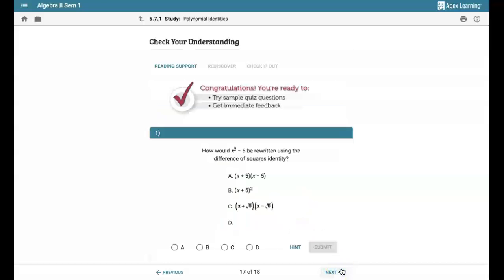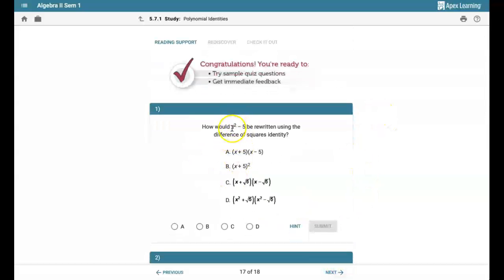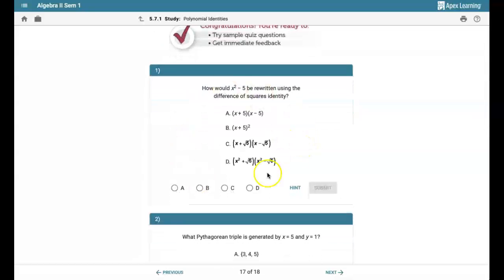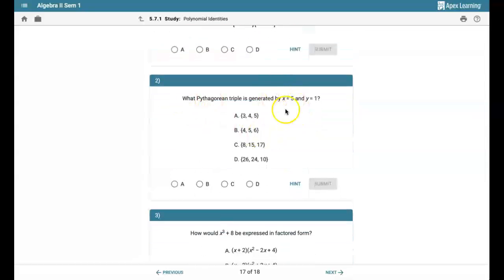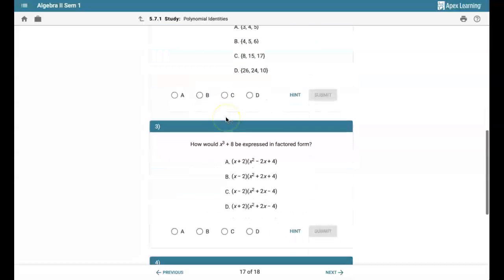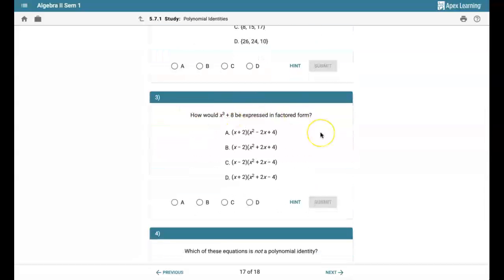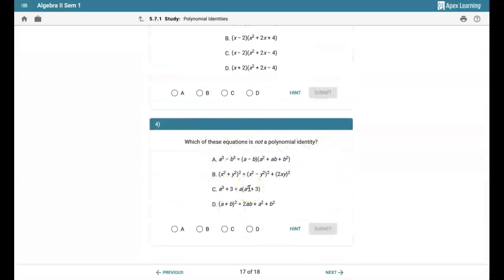All right. So then moving forward here, again, this is where having that note sheet is going to be handy. But if you notice here, you've got your x squared minus 5. You've got your x squared minus your 5 value. All right, so how could it be written differently to express our difference of squares? So knowing what that's asking you here. Our Pythagorean theorem triple is generated by 5 and 1. Okay, so that would be, again, plugging that into our Pythagorean theorem, figuring out the calculations for our C, A, and B value, and then knowing which one is our triple. All right, again, expressing things in factored form, and then identifying which one is not a polynomial identity.